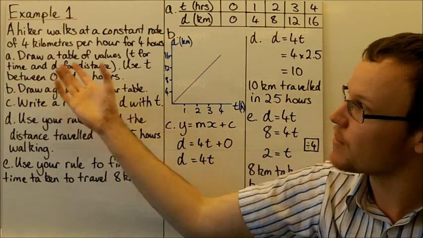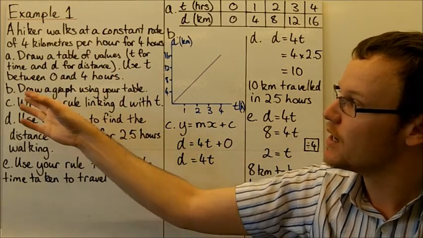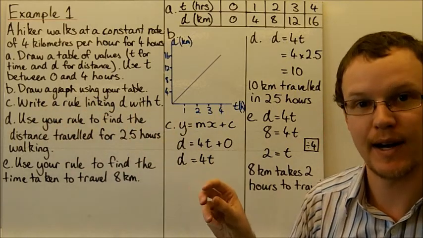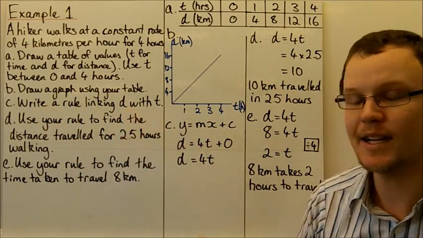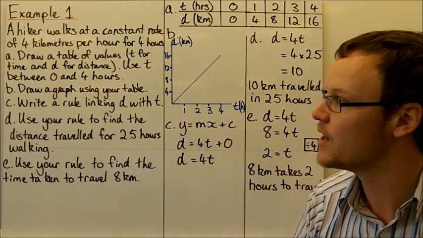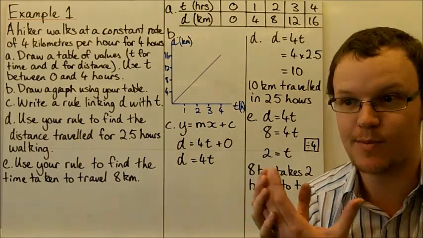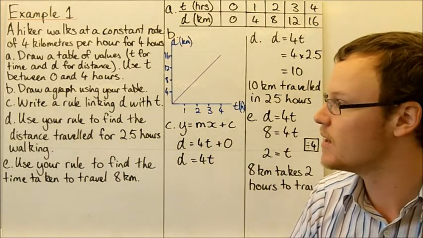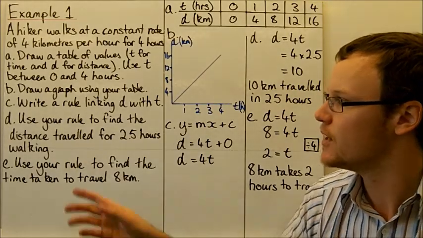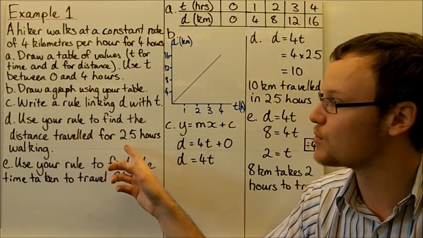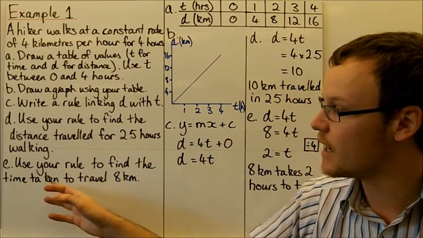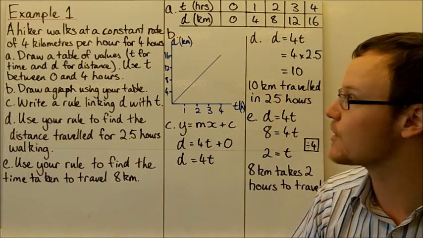For our first part, we need to draw a table of values. Then we need to draw a graph using that table, and write a rule for our graph that links d with t, a relationship between our two variables, distance and time. Then we need to use our rule to make some sample calculations. Here we need to find the distance walked in 2.5 hours, and here we need to find the time to travel 8 kilometres.